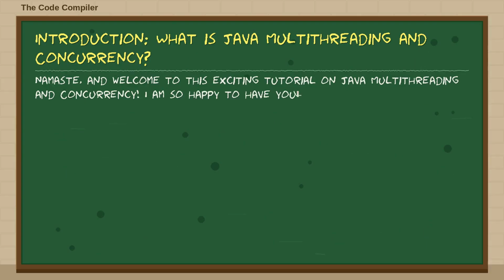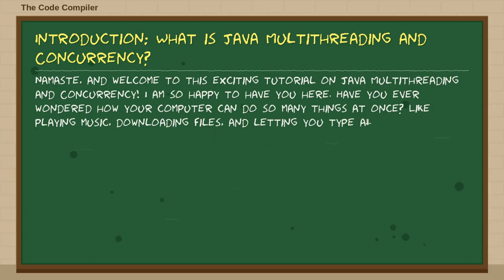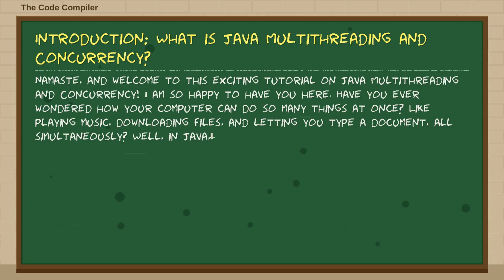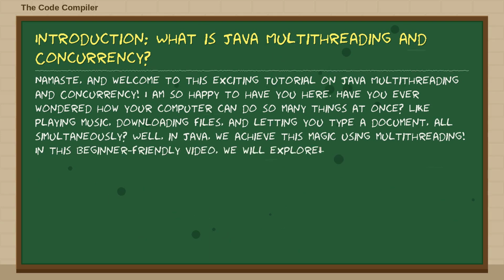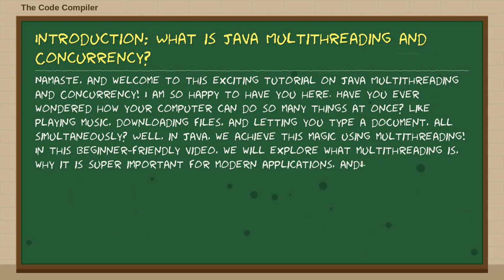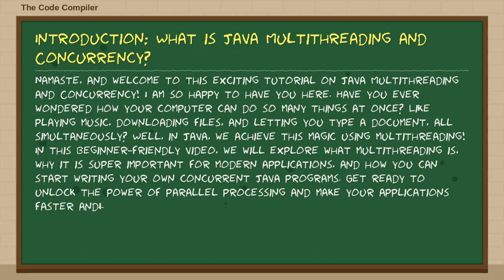Have you ever wondered how your computer can do so many things at once? Like playing music, downloading files, and letting you type a document, all simultaneously? Well, in Java, we achieve this magic using multithreading. In this beginner-friendly video, we will explore what multithreading is, why it is super important for modern applications, and how you can start writing your own concurrent Java programs. Get ready to unlock the power of parallel processing and make your applications faster and more responsive.